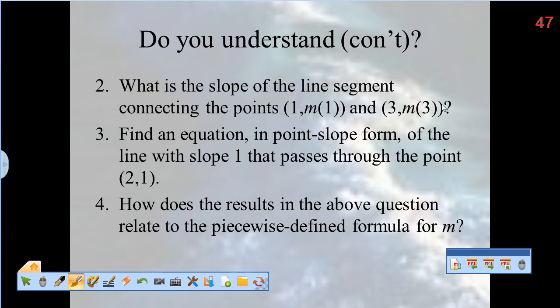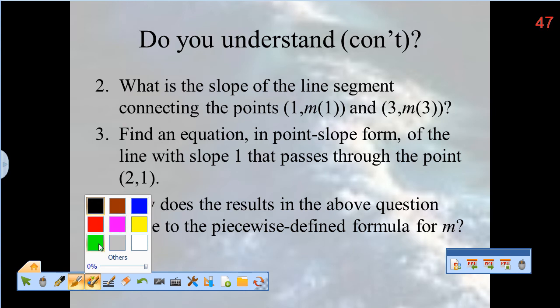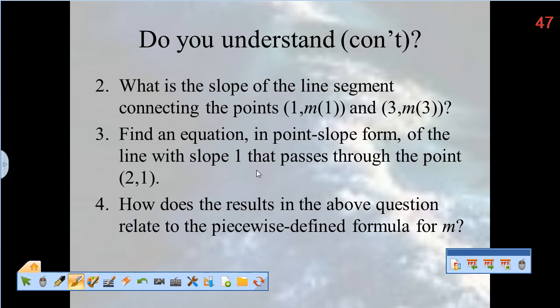Okay? Now it says find an equation in point-slope form of the line with a slope of 1 that passes through the point 2, 1. Well, I'm going to be writing over this, so hopefully you can follow me. Y minus 1 is equal to the slope, which is 1, times x minus 2. So y minus 1 equals x minus 2. Y is equal to x minus 1. That's your answer. That's the equation.